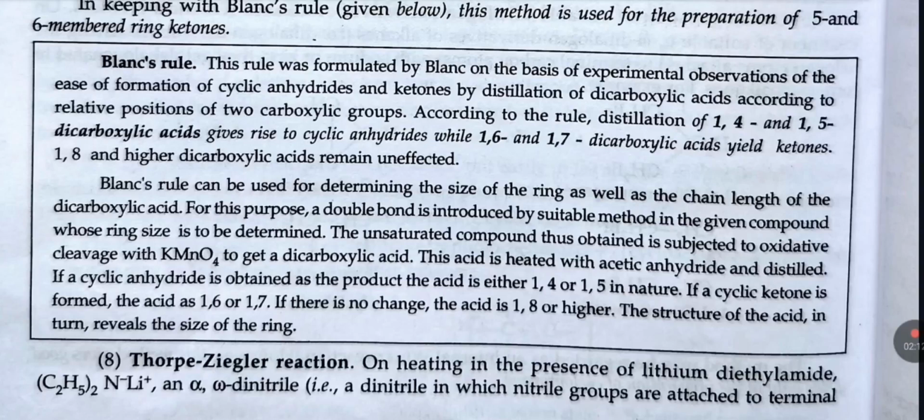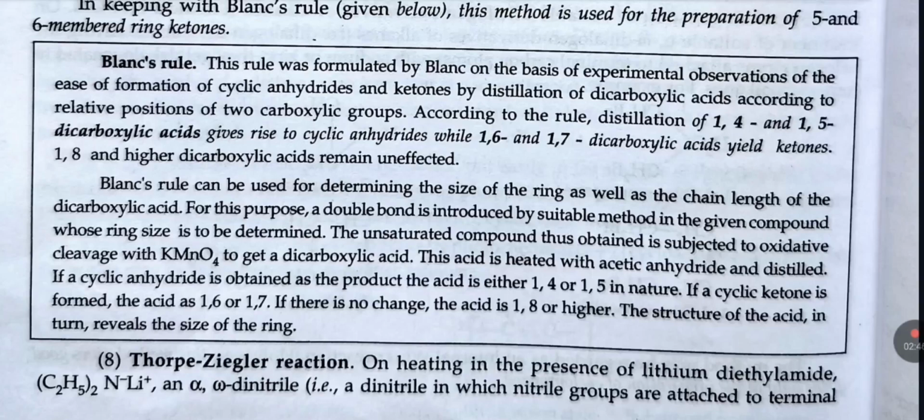cyclic anhydride and ketone by distillation of dicarboxylic acid according to the relative position of the two carboxylic groups. According to this rule, distillation of 1,4 and 1,5 dicarboxylic acid gives rise to cyclic anhydride, while 1,6 and 1,7 dicarboxylic acid yield ketones. 1,8 and higher dicarboxylic acid remain unaffected. Blanc's rule can be used for determining the size of ring as well as the chain length of dicarboxylic acid.